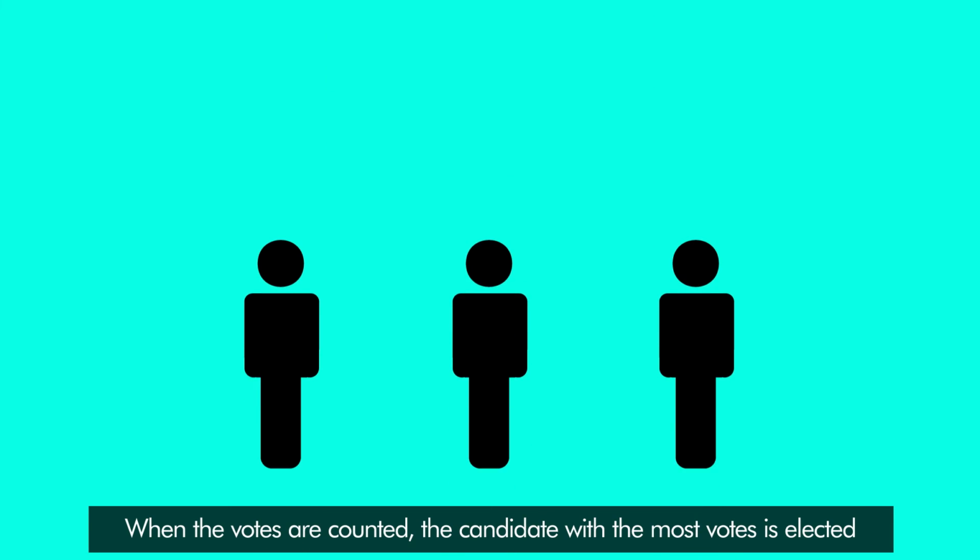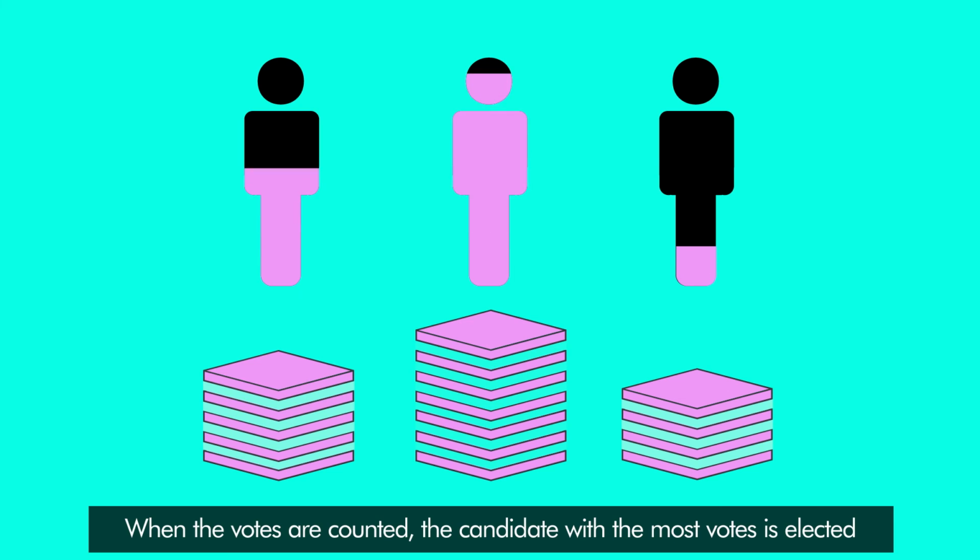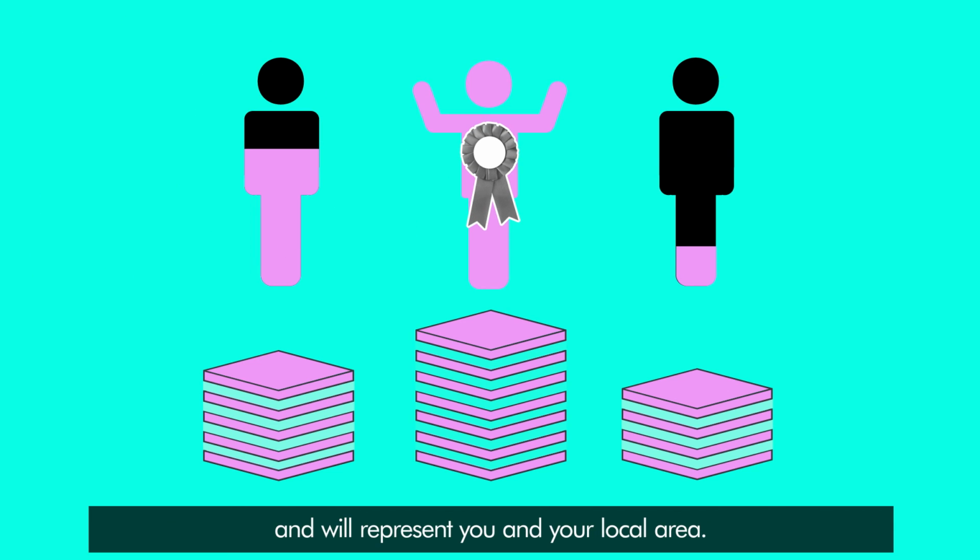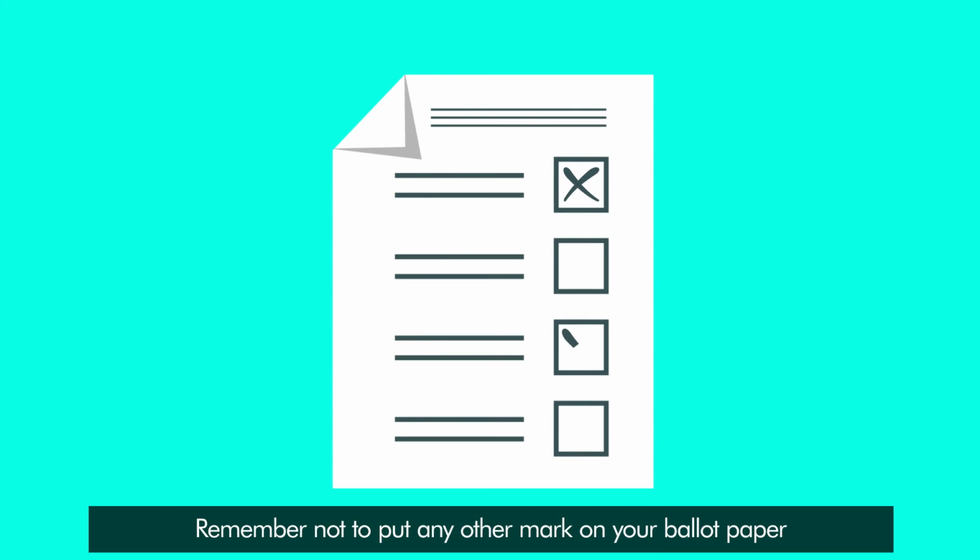When the votes are counted, the candidate with the most votes is elected and will represent you and your local area. Remember not to put any other mark on your ballot paper or it might not be counted.